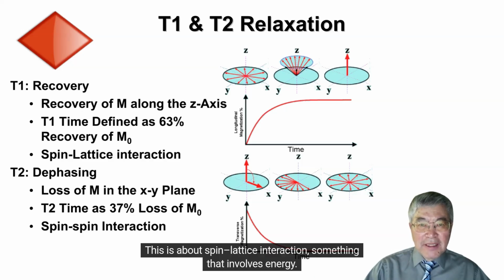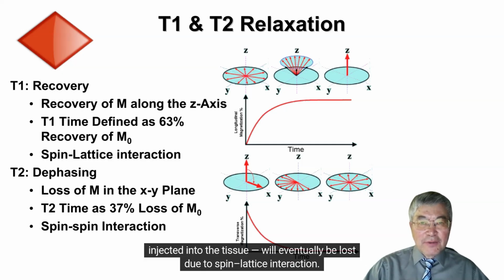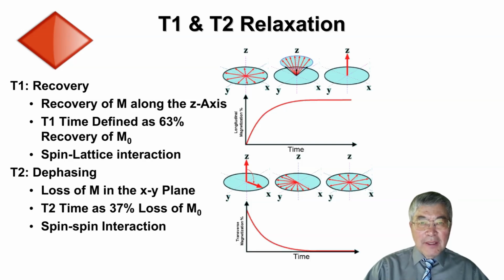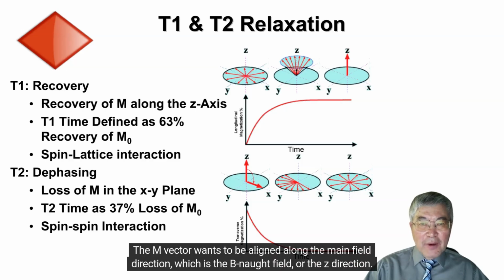This is about spin lattice interaction, something that involves energy. When you turn the M vector into a certain direction, like a 90-degree direction, the energy you injected into the tissue will eventually be lost due to spin lattice interaction, and it will gradually return to the steady state. The M vector wants to be aligned along the main field direction, which is the B0 field, or the Z direction.